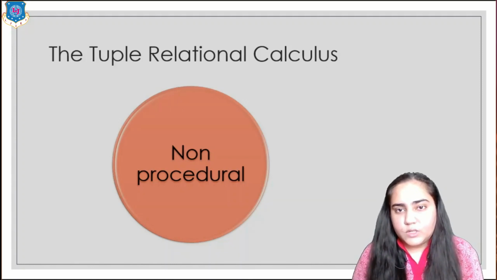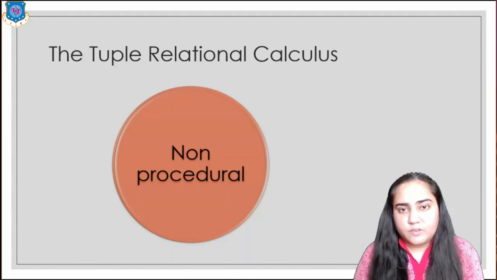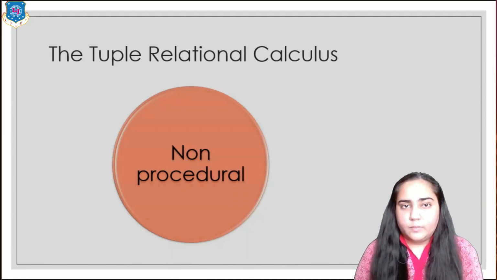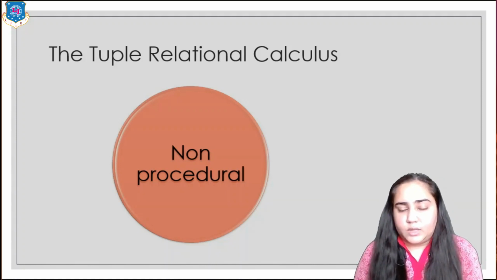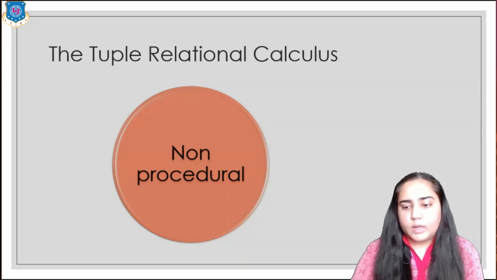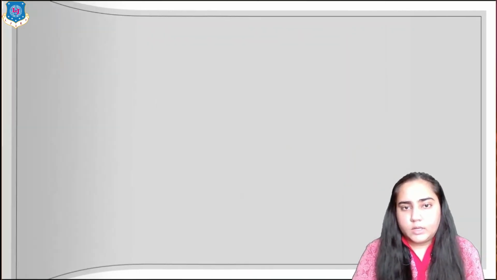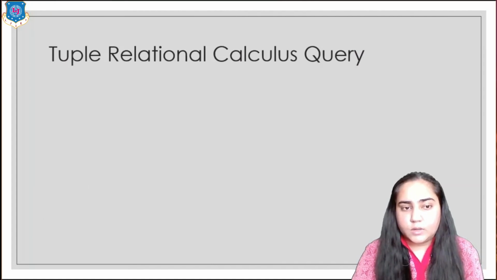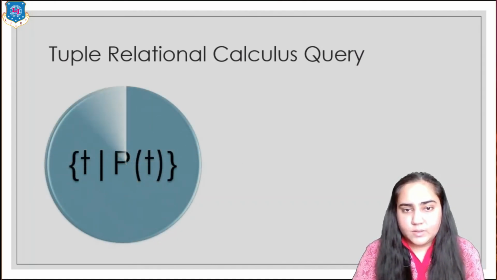So it is non-procedural, meaning it does not specify the procedure. It simply tells you what to get. It does not tell you how to get that. Just like SQL does, where you write down just select star from some table, and you don't specify any instructions about how to get that data. So this is the same, and in tuple relational calculus, a query looks something like this.